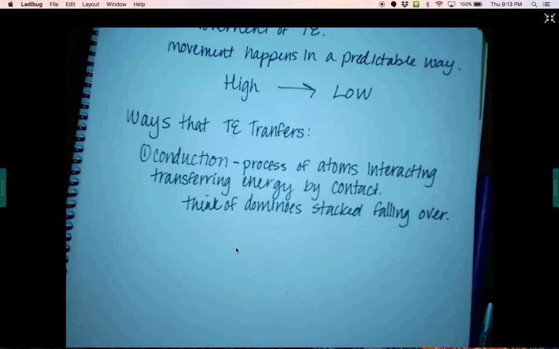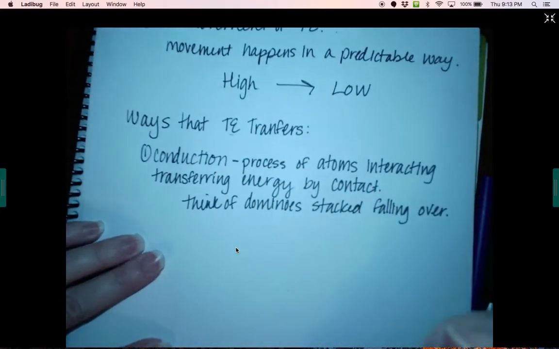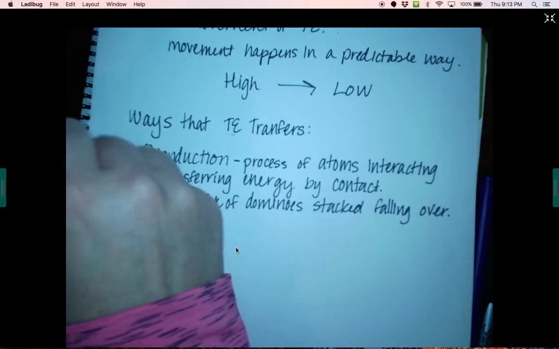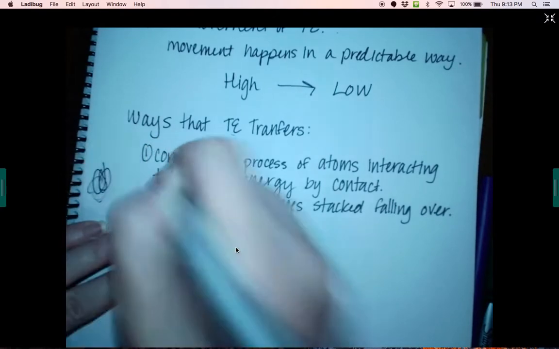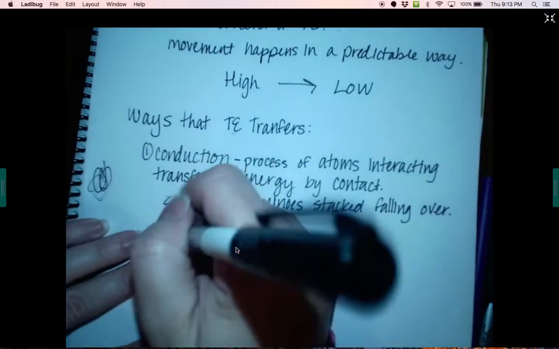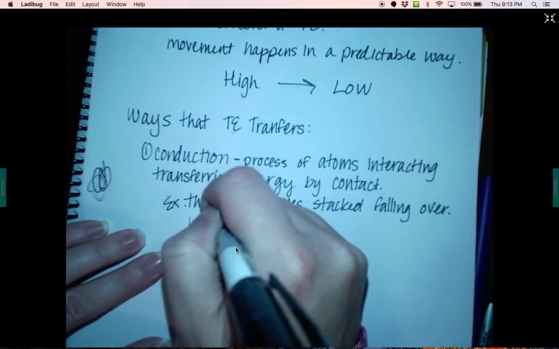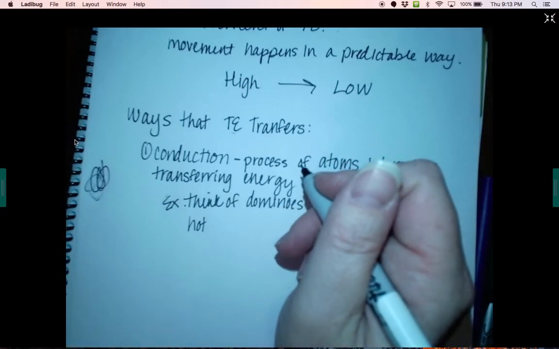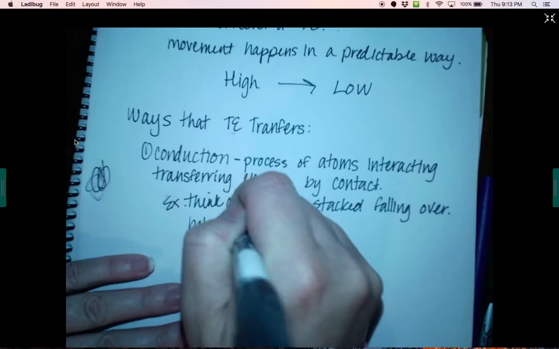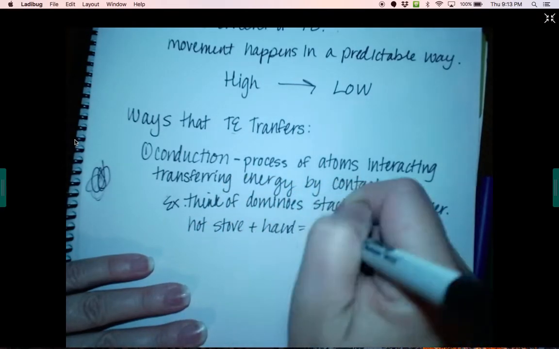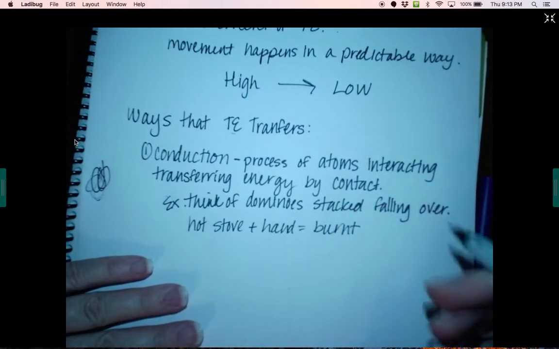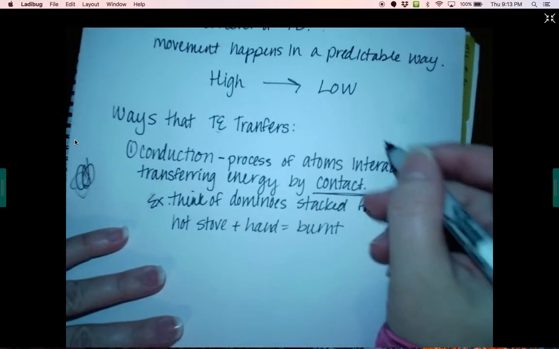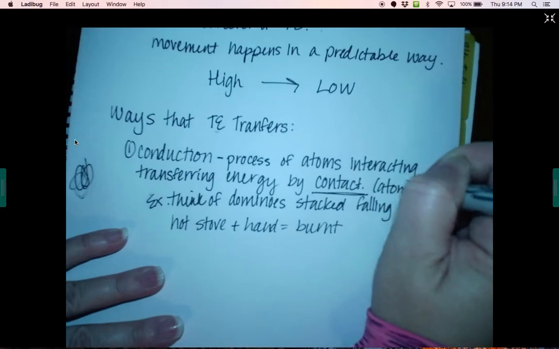Okay, so you're going to add to your notes from here. Think of dominoes. Dominoes stacked, falling over. Hot. I know we talked about this as not being super technical and you guys were able to go a little bit further with this, but hot stove plus hand equals burnt. Anytime that you have contact, and this is going to be contact of atoms.